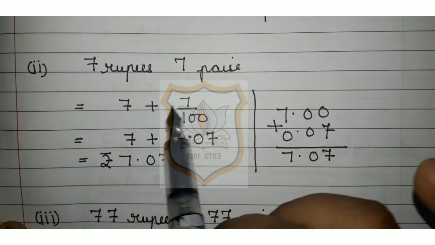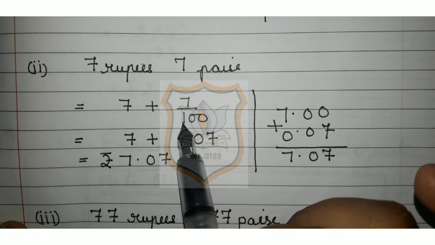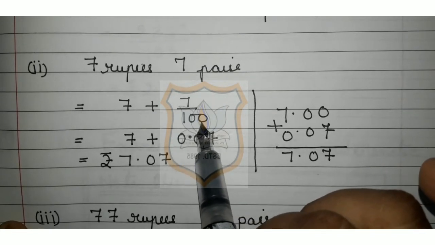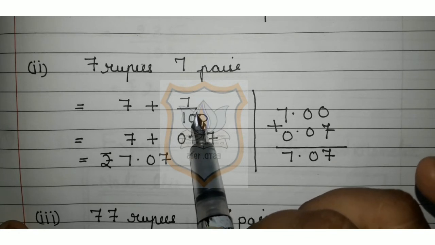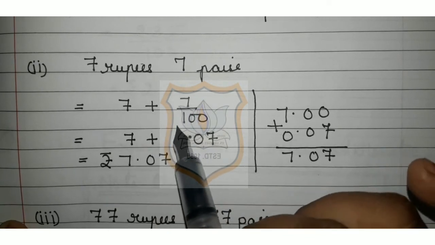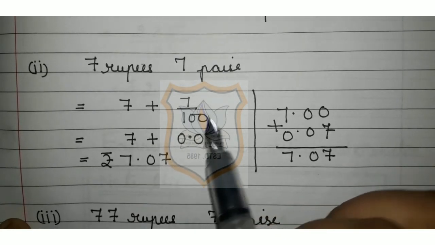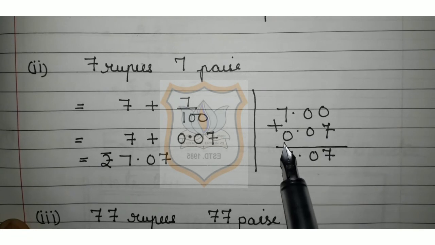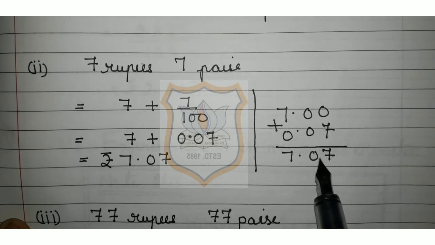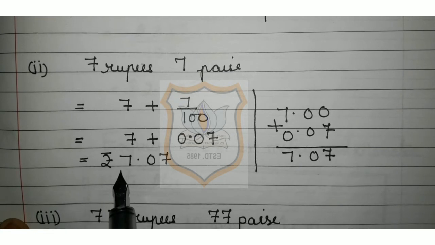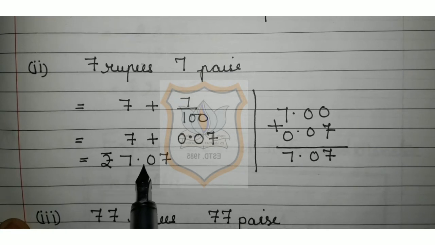So, 7 plus 7 upon 100. How many zeros are there in 100? There are 2 zeros. So, our decimal will move 2 digits towards the left. That is 7 plus 0.07. When we add 7 and 0.07, our answer will be 7.07. So, we can say that rupees 7.07 is the answer.